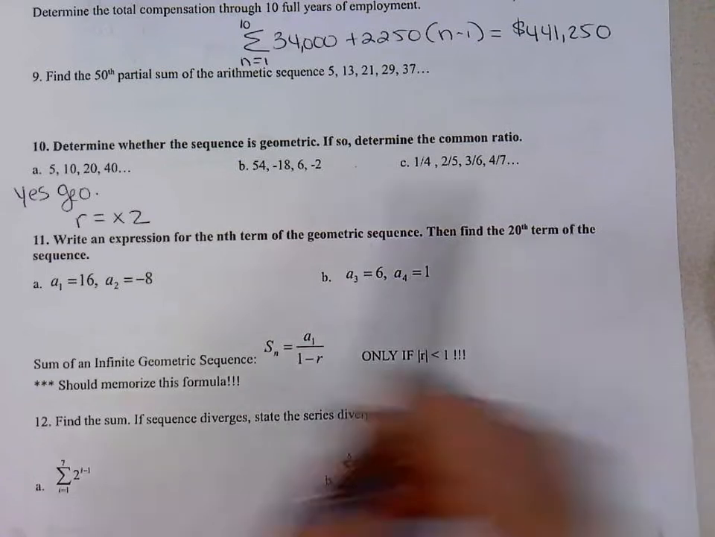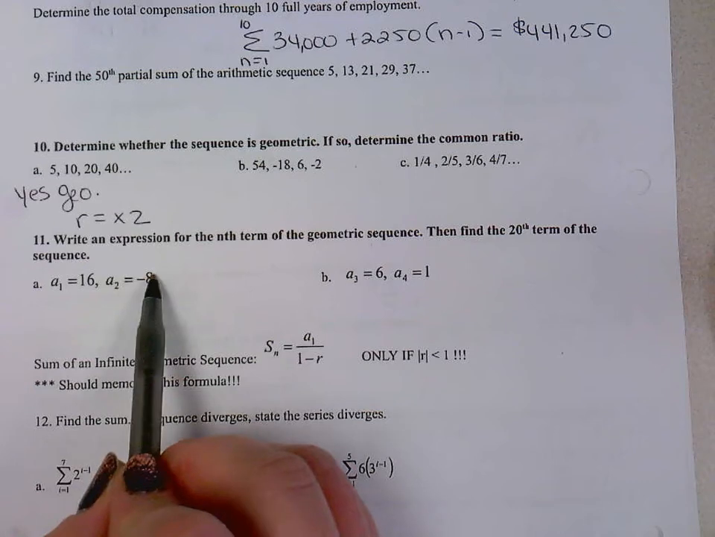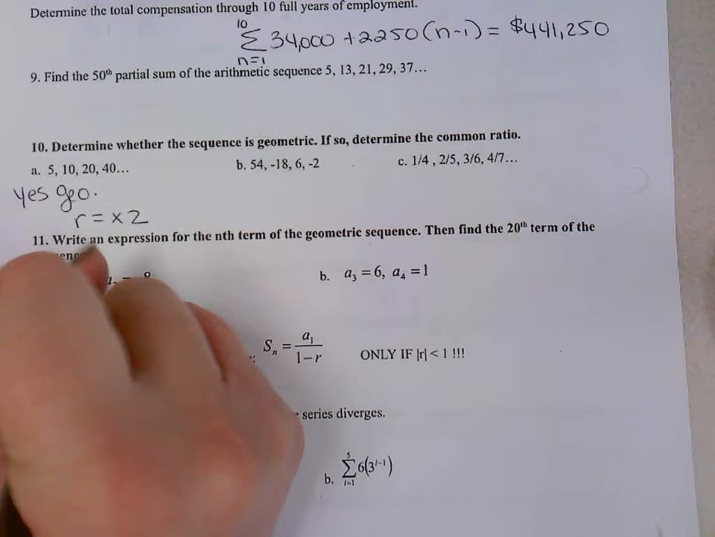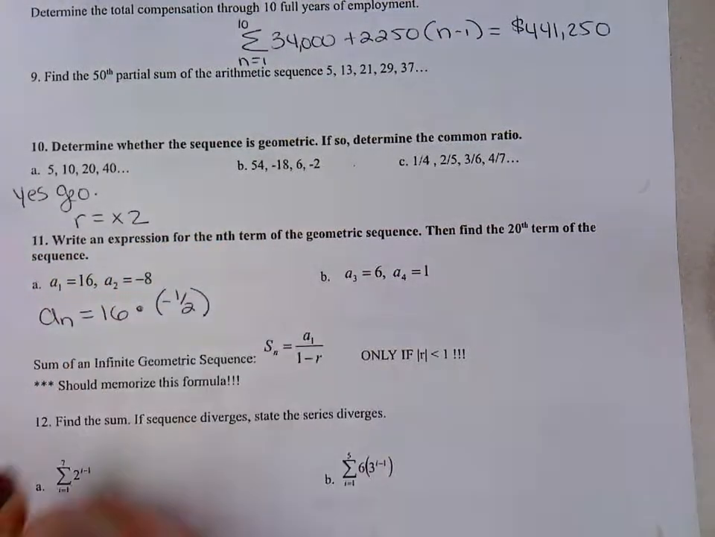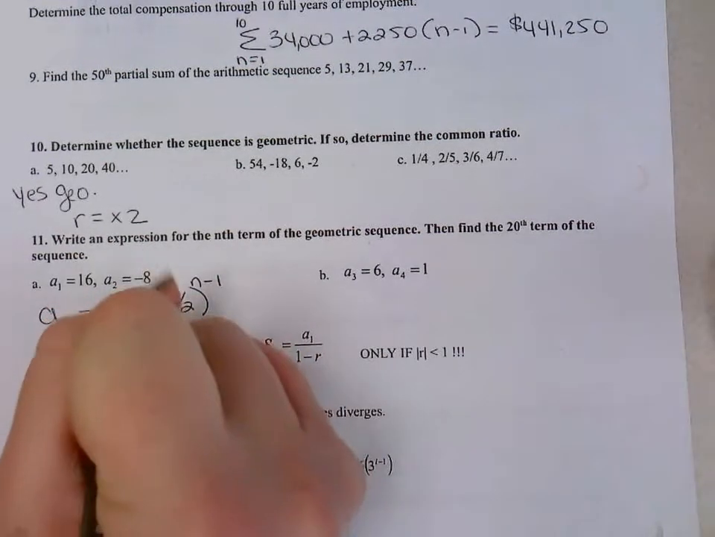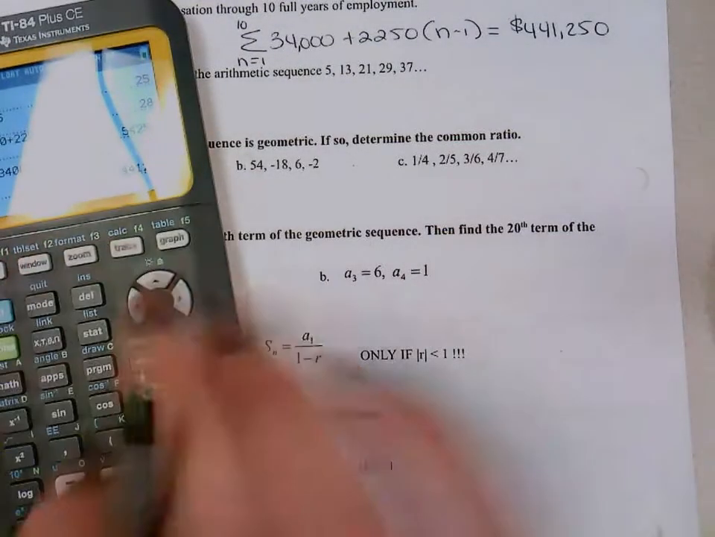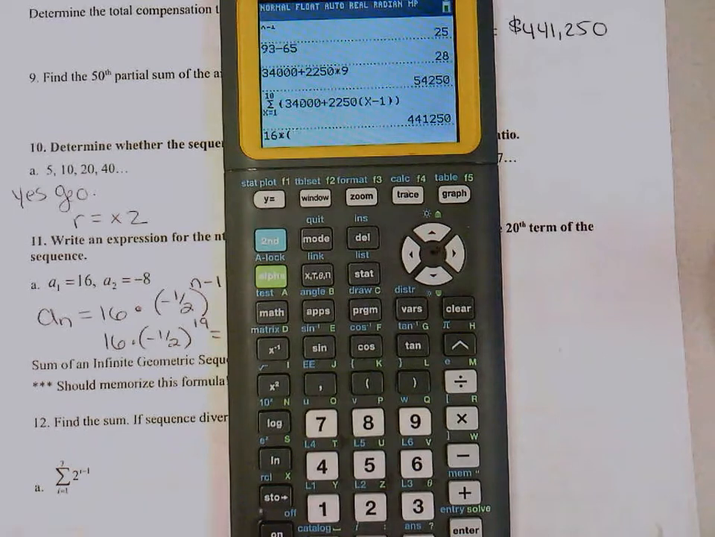So in this one, I'm taking 16 and multiplying by negative 1/2 to get to negative 8, and this happens to be the first term. So to write a geometric sequence, it's the first term times the ratio, negative 1/2, and you raise it to the n minus 1 power. So now I'm going to plug in 20 and evaluate it. I'm putting the negative 1/2 in parentheses so that it will go between positive, negative each time, like the pattern is showing.